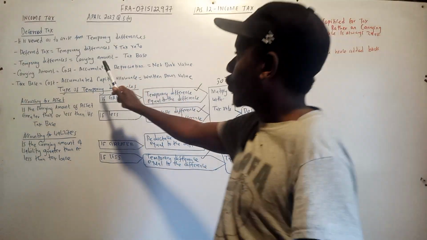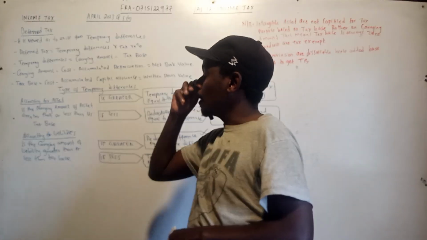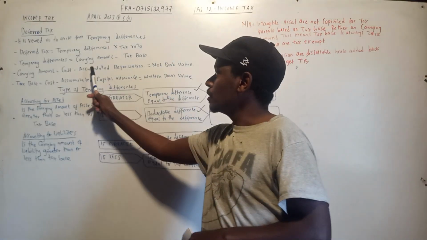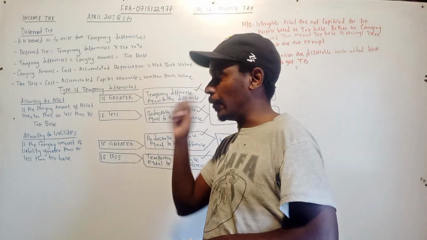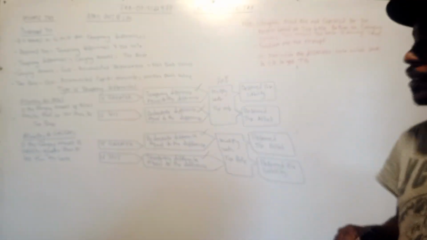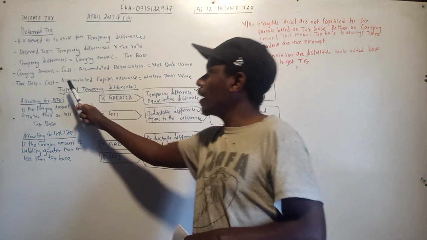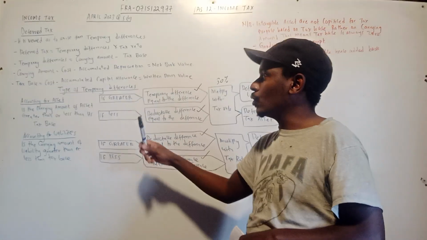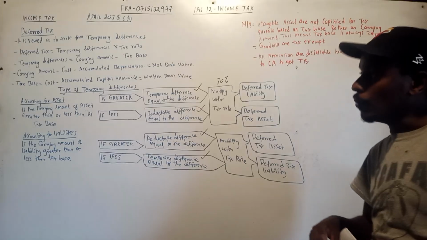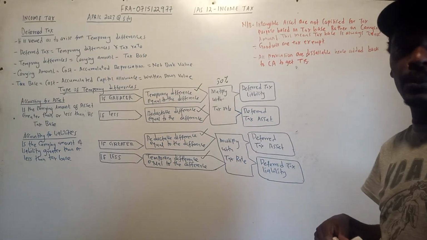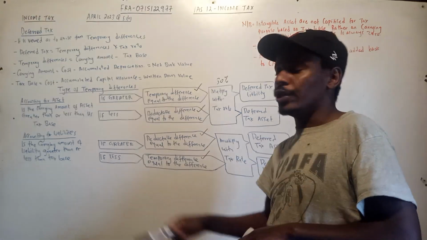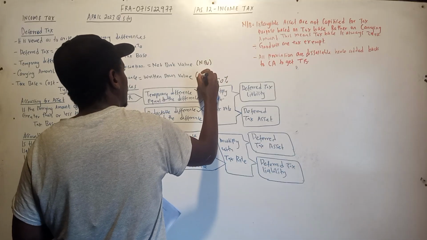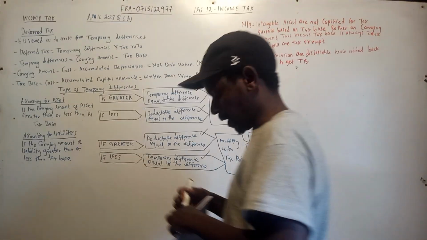Now, the temporary difference, we multiply with the tax rate. Remember our temporary difference is the carrying amount minus the tax base. We did it in our previous session as we started this topic. The carrying amount is the cost minus accumulated depreciation, which is the same as the net book value. Then you have the tax base, which is the cost minus the accumulated capital allowance, which is the same as the written down value, the WDV. So this is the net book value, NBV, and this is the written down value. That is from the capital allowance.